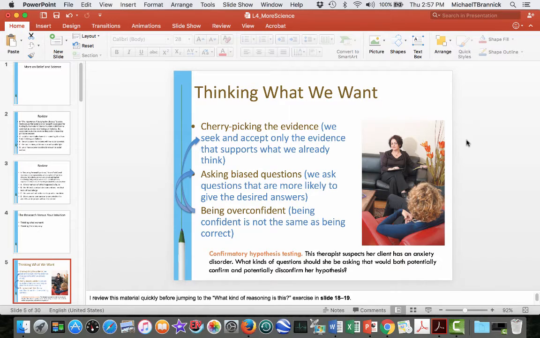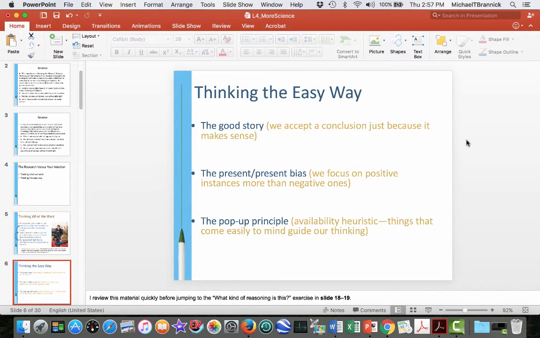All right, so that's the thinking the way we want. Thinking the easy way, she talks about 3 kinds of things. One is the good story. So we accept a conclusion just because it makes sense. People tell a story: this happened, and this happened, and this happened, and finally that happened because of A, B, and C. We just get carried along by the stream of things.